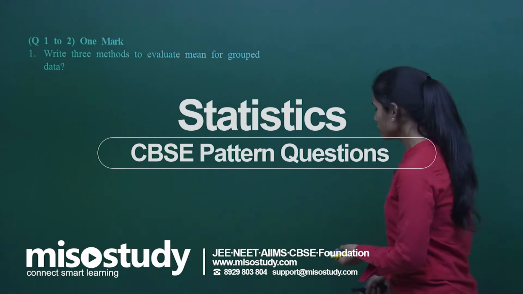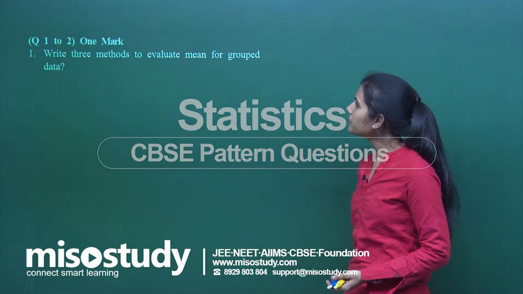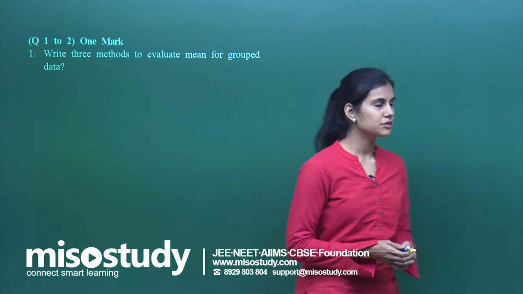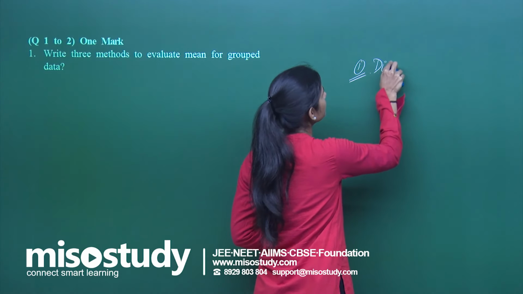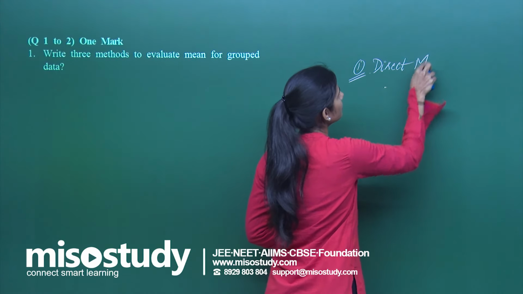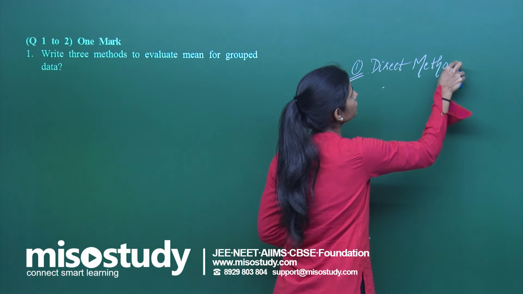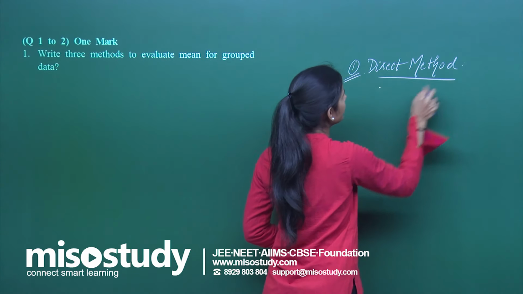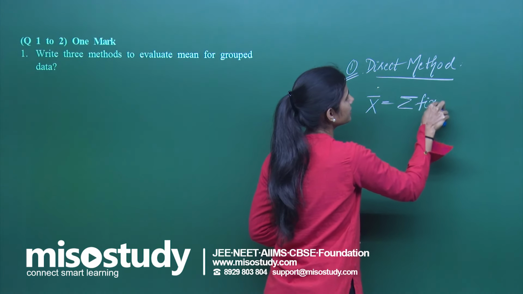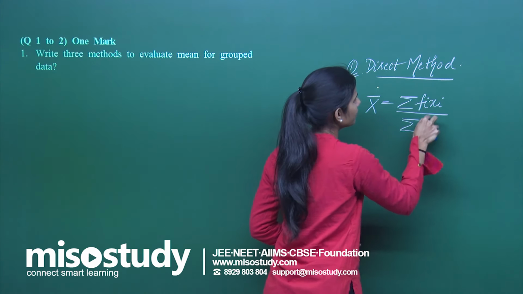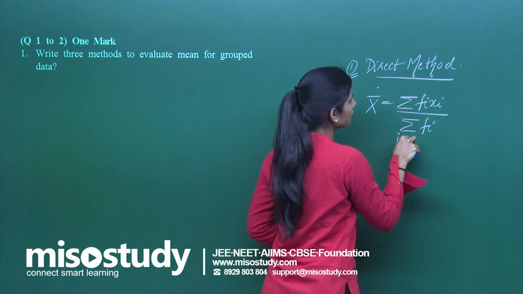The first question for 1 mark asks us to write 3 methods to evaluate mean for grouped data. Now this is very easy. The first is the direct method. Obviously, if grouped data is given to you, that means you are given xi's and fi's. The direct method says mean is summation fi xi upon summation fi, i varying from 1 to n.